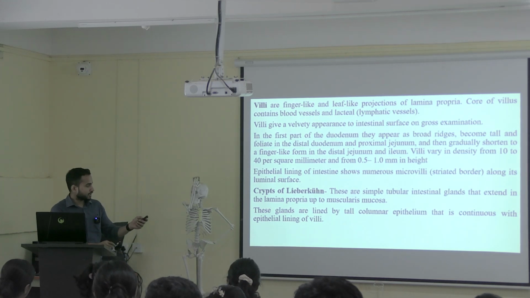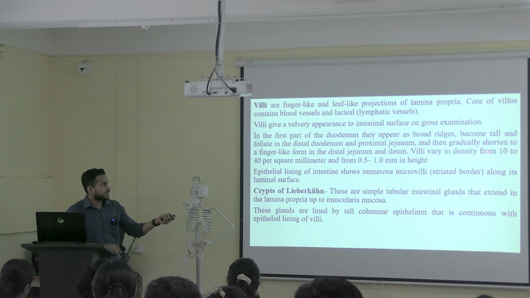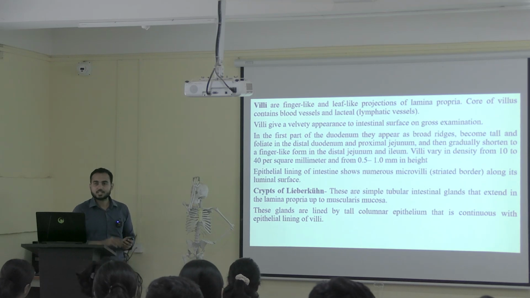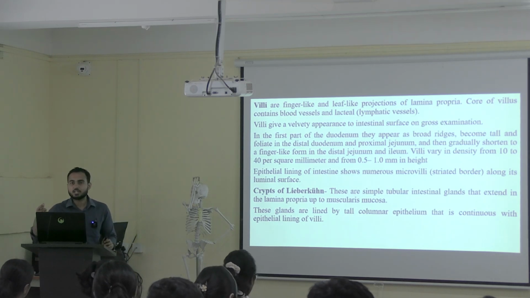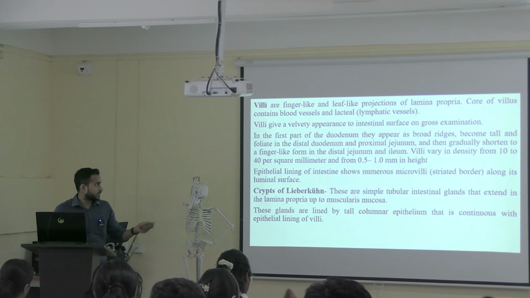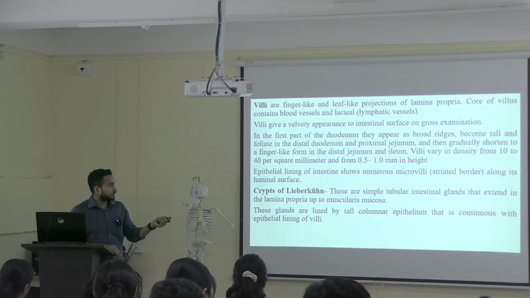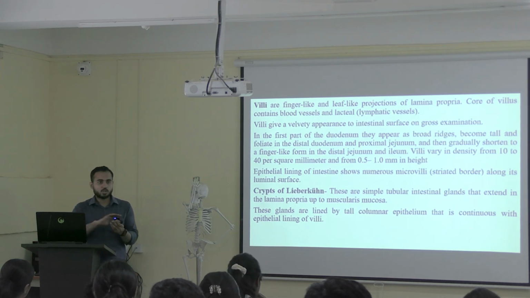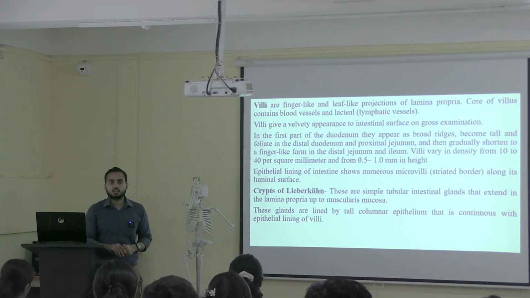Next, another important point is that the density of the villi also changes, ranging from 10 to 40 per square millimeter. Okay, this is the range, or you can say the number of villi per square millimeter. And the length of the villi, the height, is 0.5 to 1 millimeter. That means these are not microscopic. Villi can be seen macroscopically with the help of a magnifying lens. That means you have to open the small intestine, especially the duodenum.